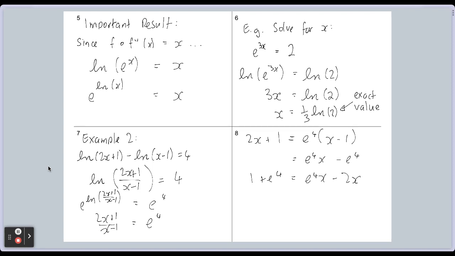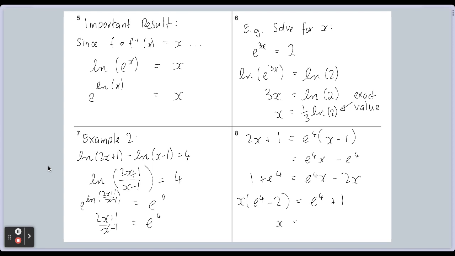Because I've gathered my x's in one location, I can now take x out as a common factor. And I'm going to switch sides as well because I'm a left to right reader. I tend to put the thing I'm looking for on the left. So I'm going to have x outside of (e to the 4 minus 2) is equal to, and I'm just going to lead with the e to the 4 as well, e to the 4 plus 1. Is that making sense? So I've just taken out a common factor of x. I also switched sides. That's all I did.